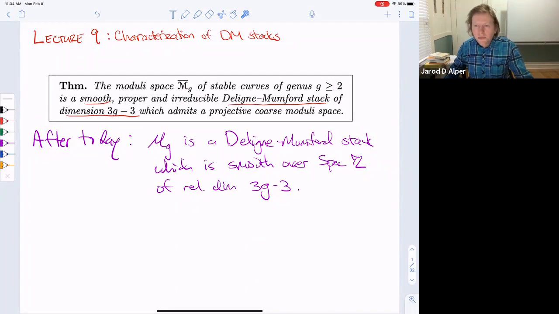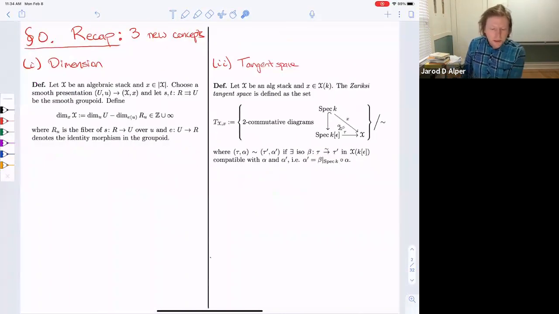Right, but I do want to remind you of what we did on Wednesday. We really introduced three new concepts about the geometry of general algebraic stacks. There was the dimension, there was the tangent space, and there were residual gerbes. And I want to quickly recap what those notions were. The first notion was the dimension.